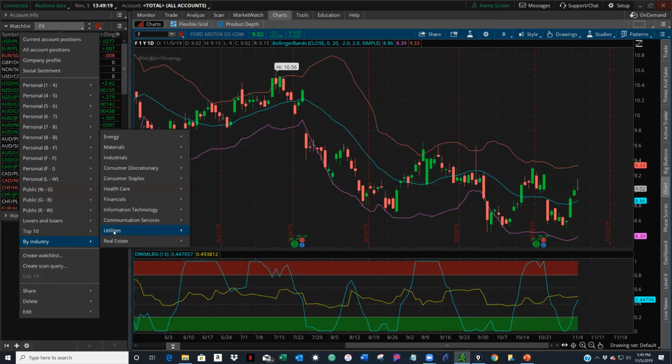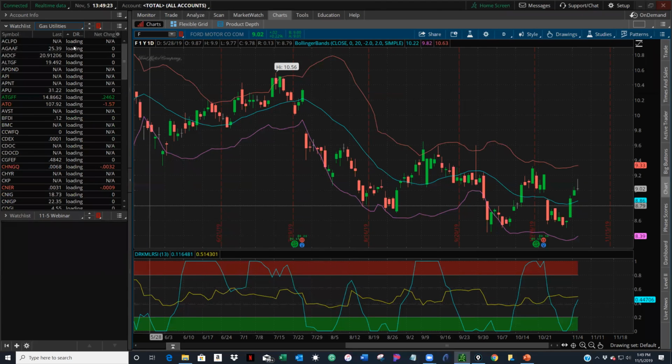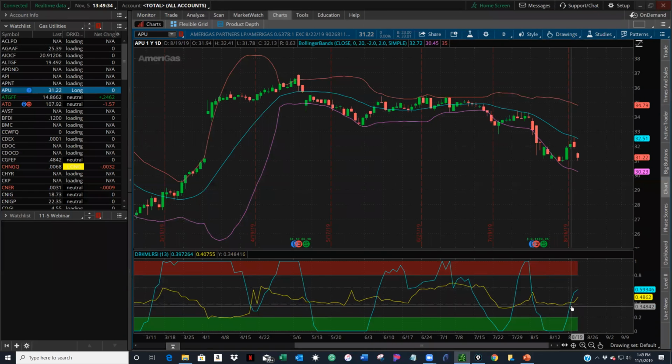Let's say you want to look at the utilities, and you select the gas utilities. See how it's loading, it comes in right away here. And then you can say, okay, APU, I got a trigger. Remember, it stays in there for 2 days, right?